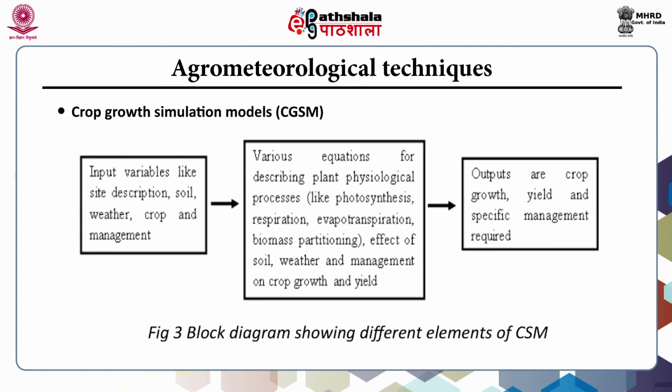You can see in this block diagram the input variables like site description, soil, weather, crop and management. Then various equations describe the plant physiological processes like photosynthesis, respiration, evapotranspiration, biomass partitioning, and the effect of the soil, weather and management on crop growth and yield. That leads to outputs like crop growth, yield and specific management which is required. So, these are the different elements of CGSMs.